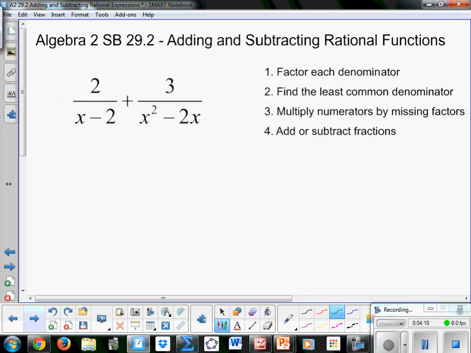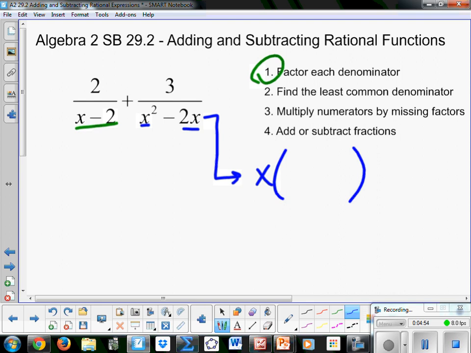All right, so our first example here is 2 over x minus 2 plus 3 over x squared minus 2x. All right, so we've got our first step of factoring each denominator. Okay, well the first one, x minus 2, is as simple as we can get it. We can't factor it anymore. But this one here, we're going to pull out a factor that's common in each of the terms. Or we're going to say x is in this term and this term. So I'm going to factor that out of that expression.